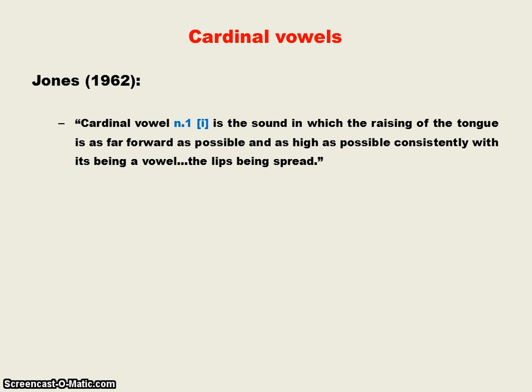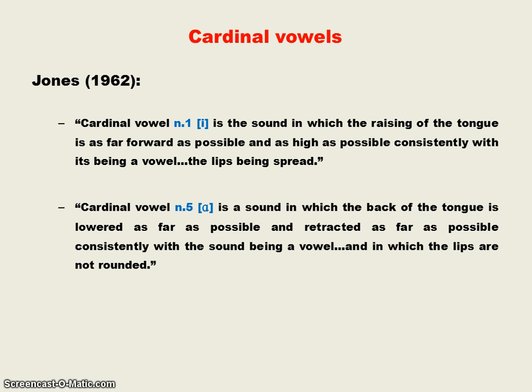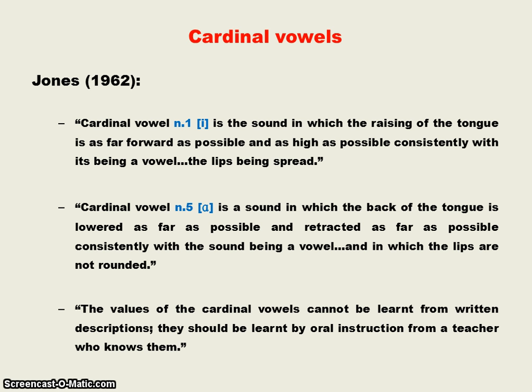Jones says the cardinal vowel number 1, E, is the sound in which the raising of the tongue is as far forward as possible and as high as possible, consistently with its being a vowel, the lips being spread. Cardinal vowel number 5 is a sound in which the back of the tongue is lowered as far as possible and retracted as far as possible, consistently with the sound being a vowel, and in which the lips are not rounded. The values of the cardinal vowels cannot be learned from written descriptions. They should be learned by oral instruction from a teacher who knows them.